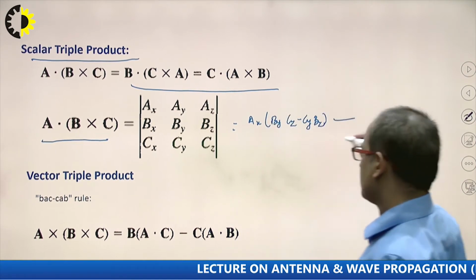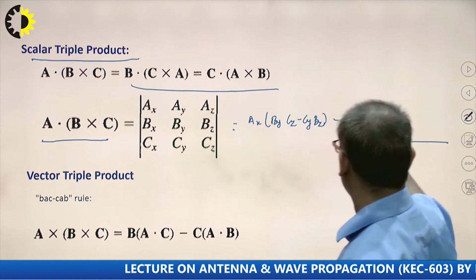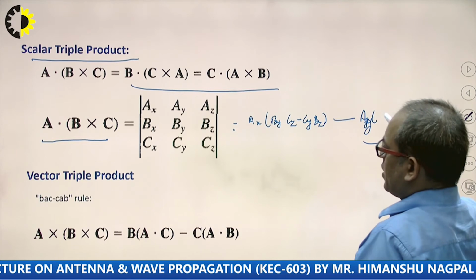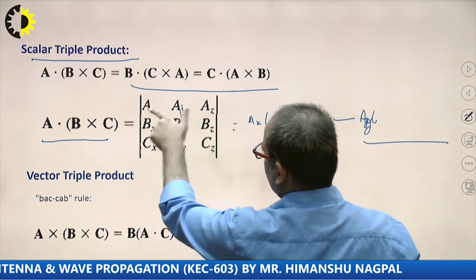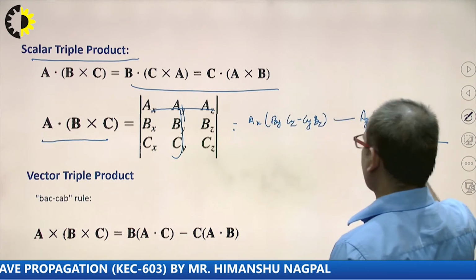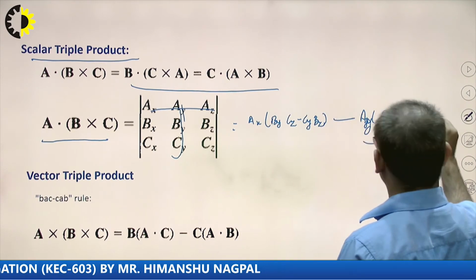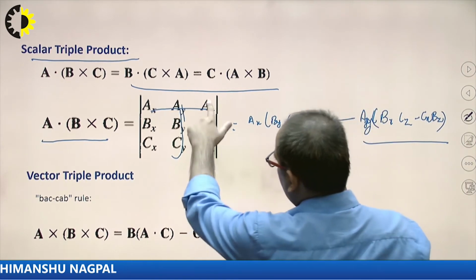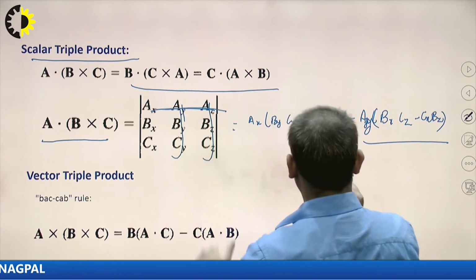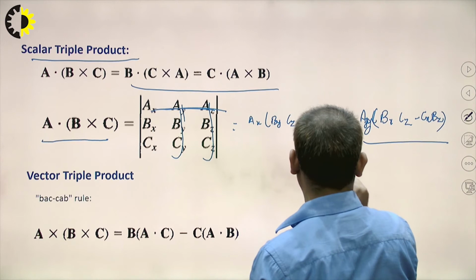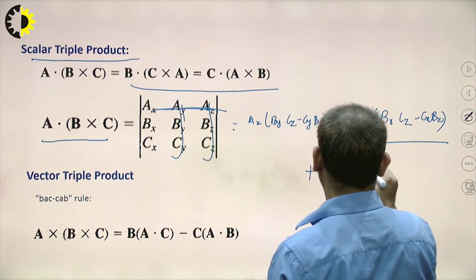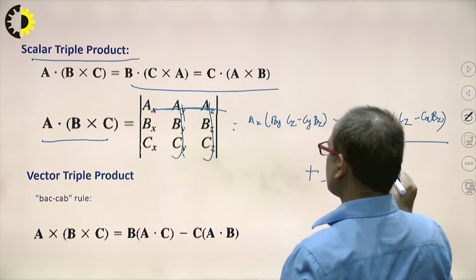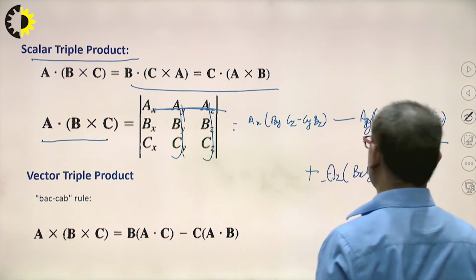You will see, follow the same rules. Like ay is equal to what? Now see this one: bx cz minus cx bz, plus, now see this one, bx cy minus cx by. Clear?